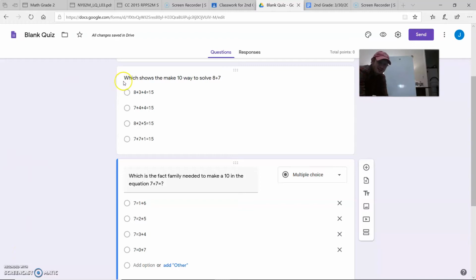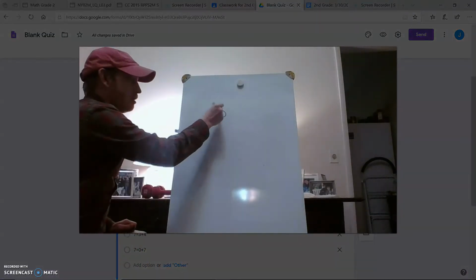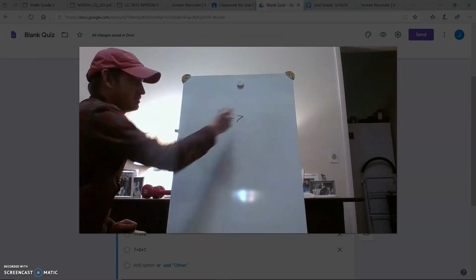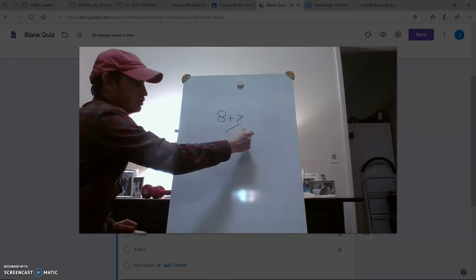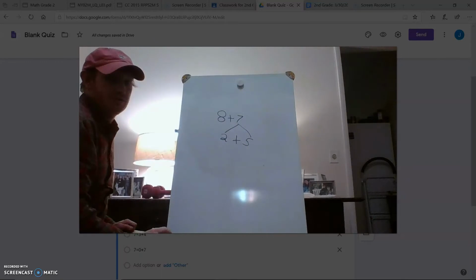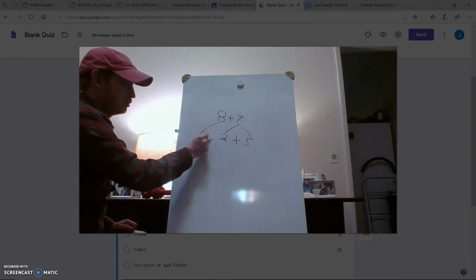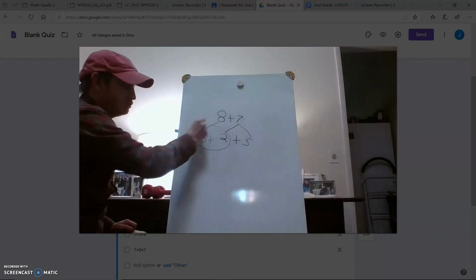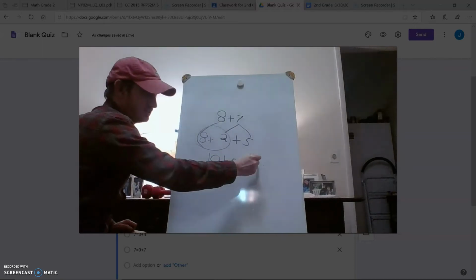So number 1 says, which shows the make 10 way to solve 8 plus 7? So we have 8 plus 7. We know that 7 breaks off into 2 plus 5. We can bring our 8 over. And then 8 plus 2 is 10, plus 5 is 15.